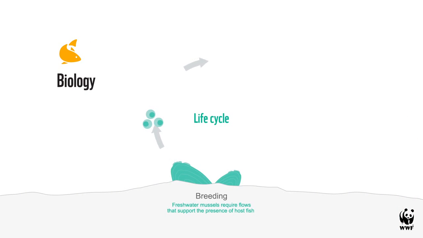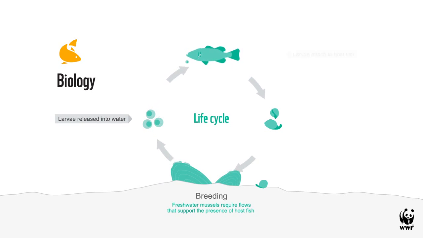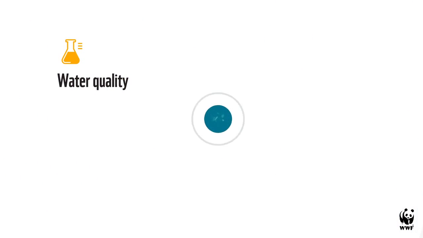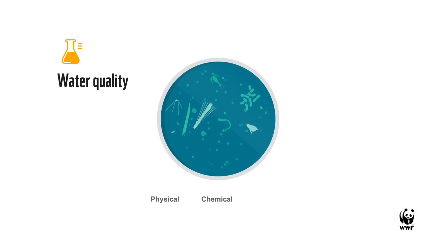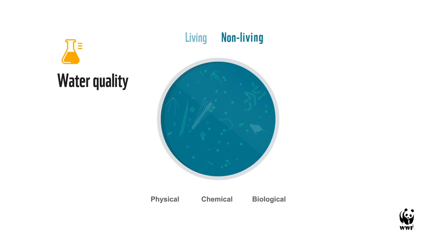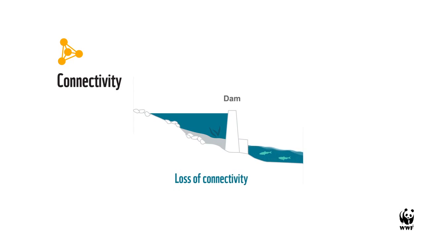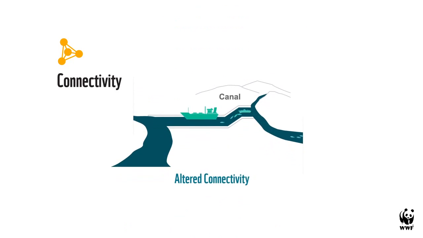Biology describes the ecological functions and life cycles of the plants, animals, fish, and insects who make up the ecosystem. Water quality describes the physical, chemical, and biological makeup of the water. It's a measure of the living and non-living elements present in a watercourse. Connectivity refers to the movement of organisms, energy, and matter through a river system. It is intimately linked with impacts that natural and man-made barriers have on a river system.